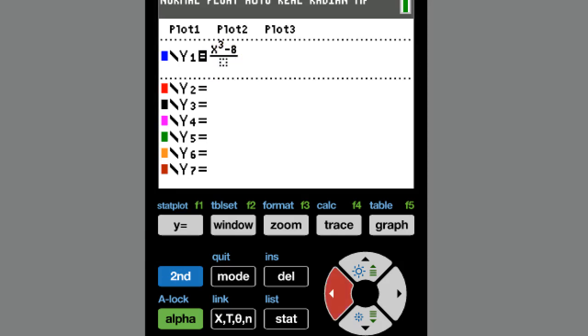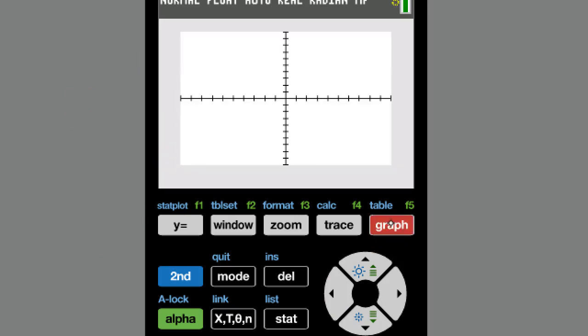Okay, on the bottom is x minus 2. So we'll go ahead and type that in. Okay, go ahead and graph this, and look what shape we get. So this looks like a parabola.